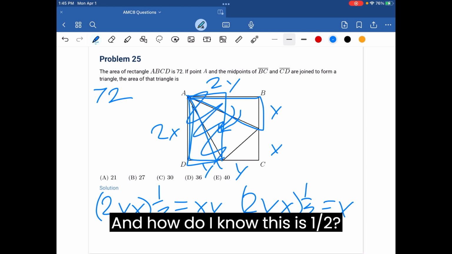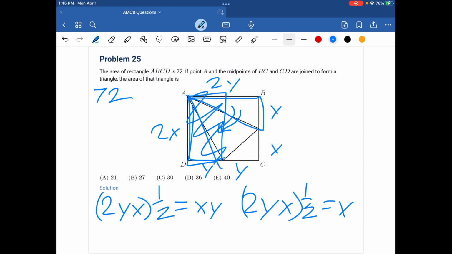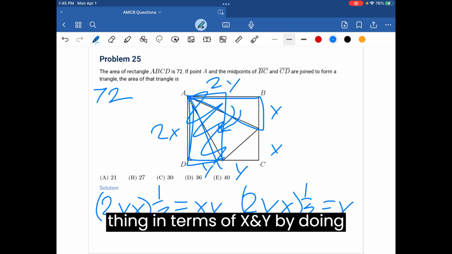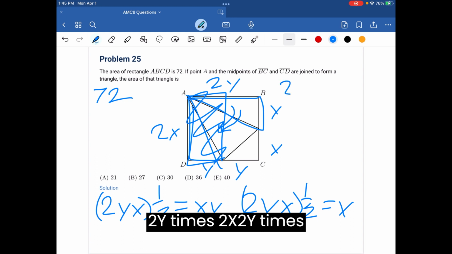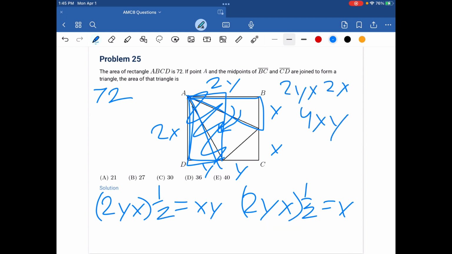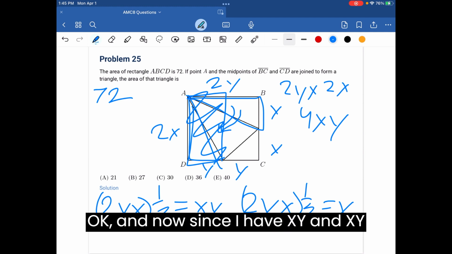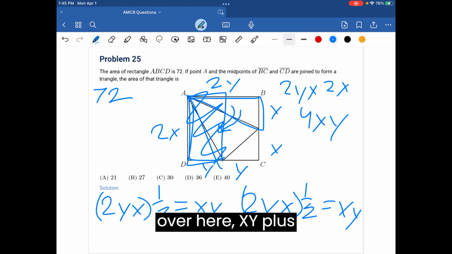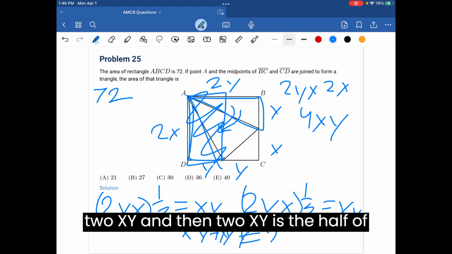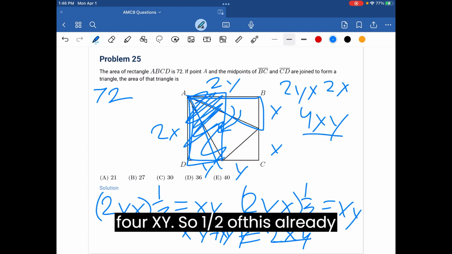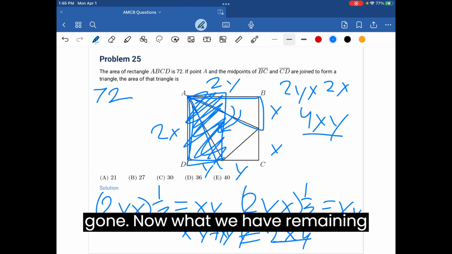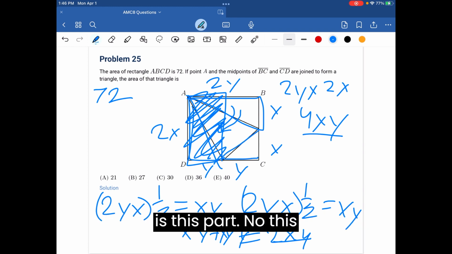And how do I know this is a half? Because we can find the area of this whole thing in terms of x and y by doing 2y times 2x, which is equal to 4xy. Now, since I have xy and xy over here, xy plus xy is equal to 2xy, and 2xy is half of 4xy. So half of it's already gone. Now what we have remaining is this part.